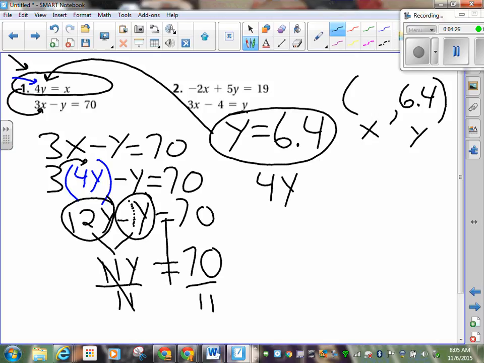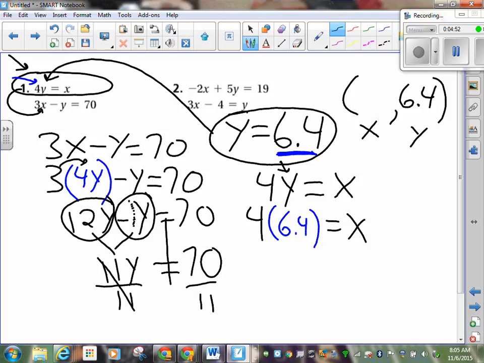4y equals x. And then plug in for y. We write the number 4, parentheses, what does y equal? 6.4. So I'm going to put the 6.4 right here. Then I'm going to write down the equals x.